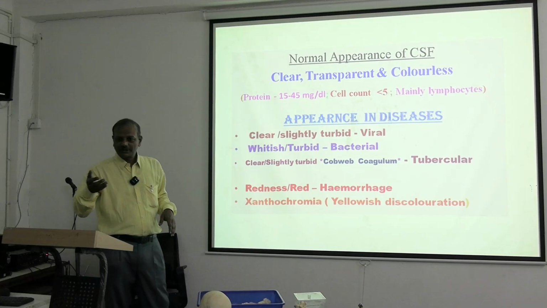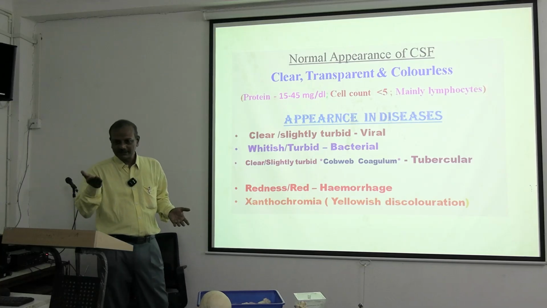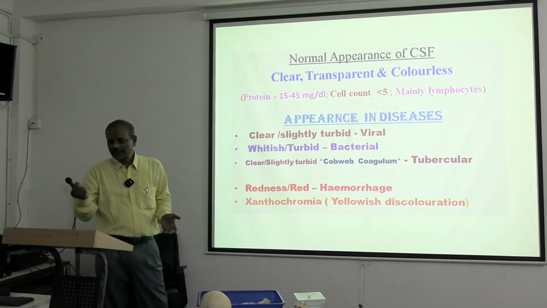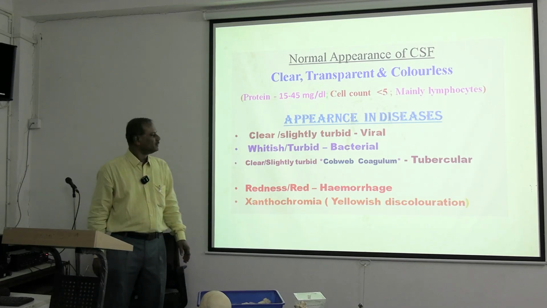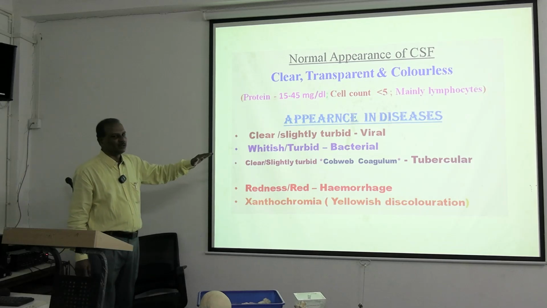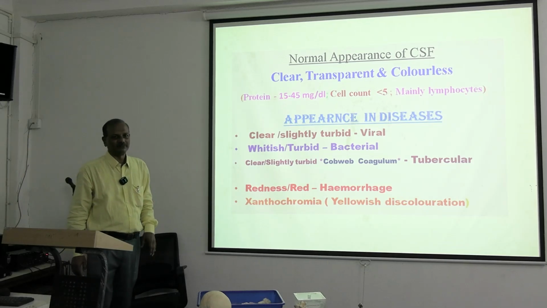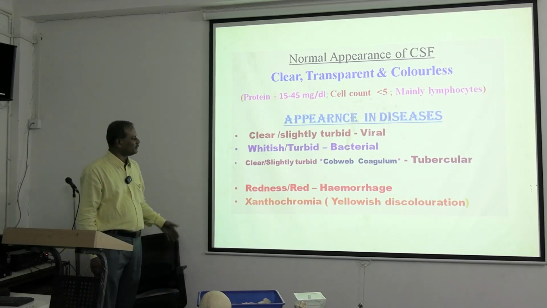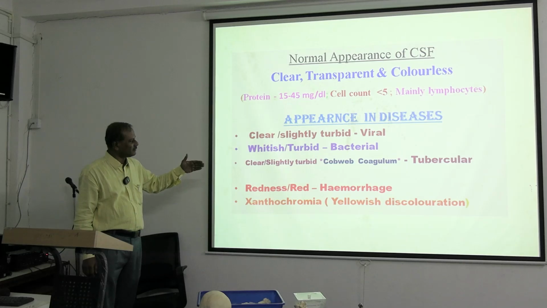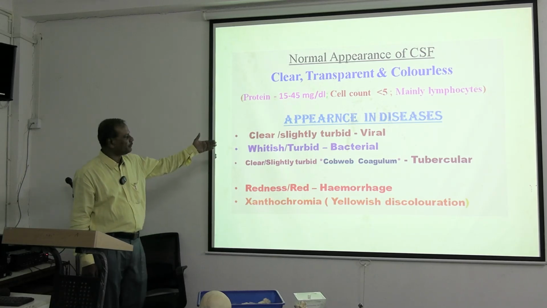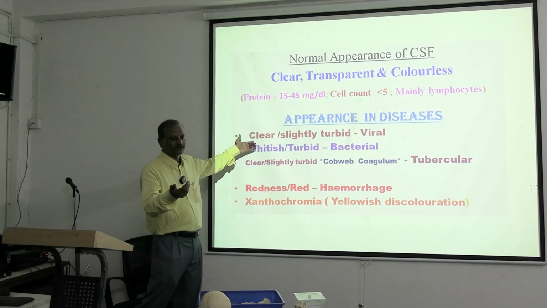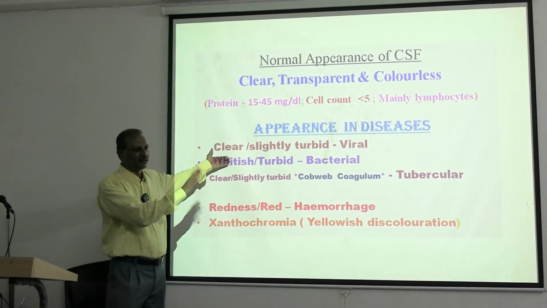Now, as the days go on, all of you have seen that the nasal secretion also thickens. So on the second day you collect the sample, and you see that the turbidity is more. Keep it in the fridge so that you can have a look. If you get whitish and turbid, this is basically bacterial. And if you get slightly turbid, this is tubercular. So by appearance, while you are collecting the CSF, you will be able to provisionally diagnose what type of CSF it is.